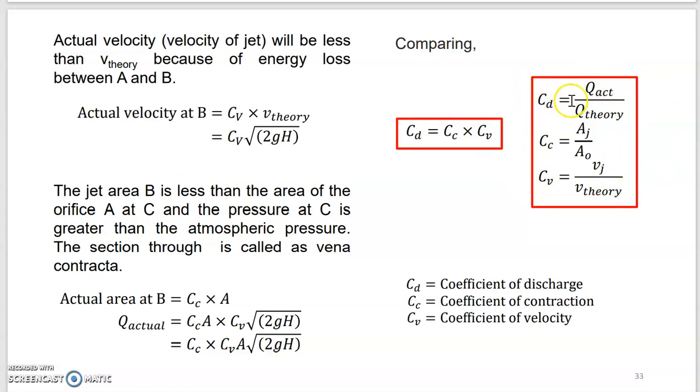So we have these three formulas. The coefficient of discharge equals the actual flow rate over the theoretical flow rate, and then the coefficient of contraction equals the area of the jet over the area of the orifice, and CV, the coefficient of velocity, equals the velocity of the jet over the theoretical velocity. So this is the definition for each of the coefficients CD, CC and CV.